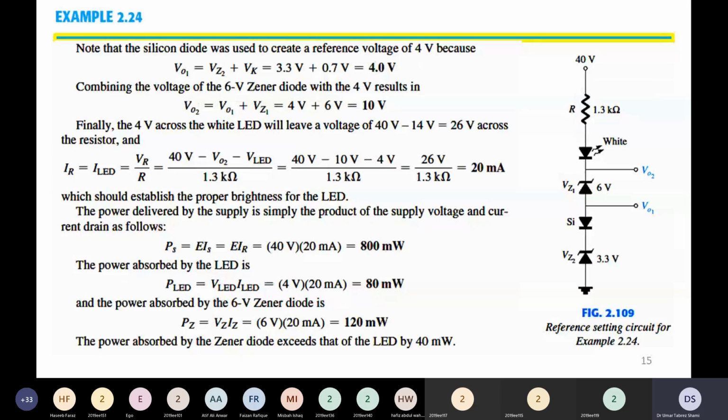Second option is that we use some indication. If our current exceeds a provided limit, then an alarm or some indication will be turned on and we can be notified that we have exceeded the value. The third option is that we specify the resistance.